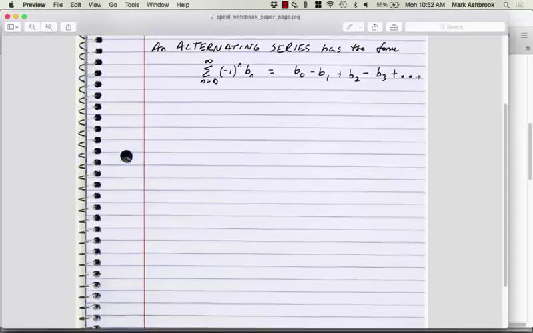So this is the idea. And we've seen these before. They alternate in sign. Okay, they alternate in sign.